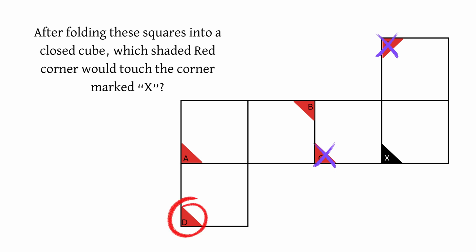If we assume the square with the X is the base, so it won't move, then the squares touching it will simply go up and become sides. Square D is the only one that is below square X, which is where the X corner is placed, meaning it's the only one left with a chance of being correct, so it's our best option and we will say square D is our final answer.